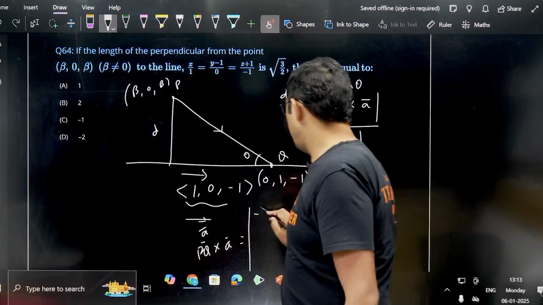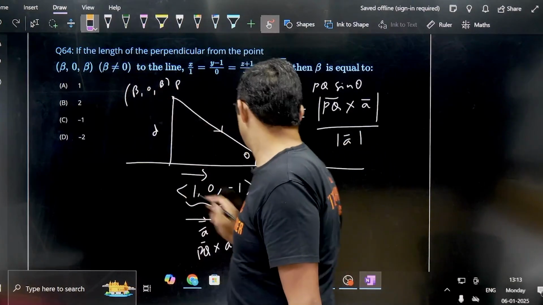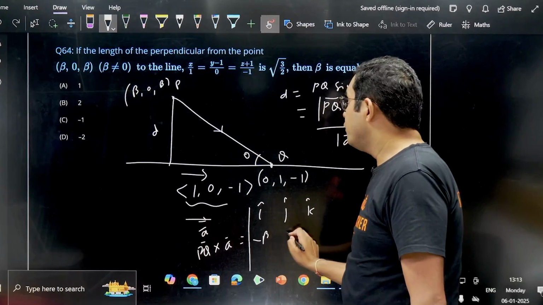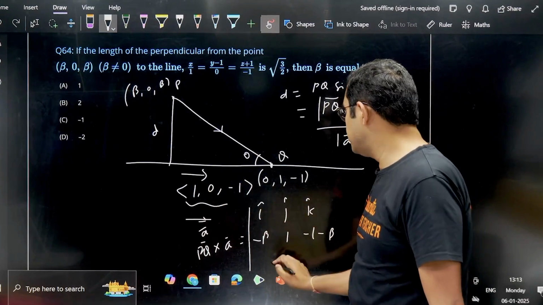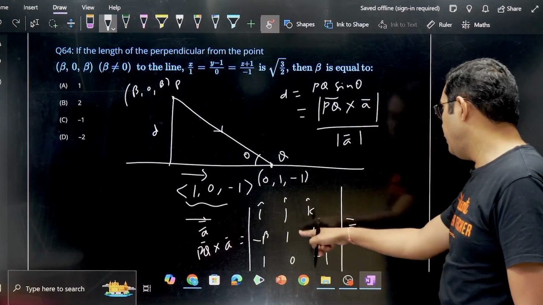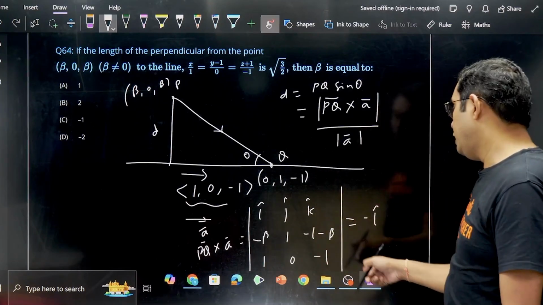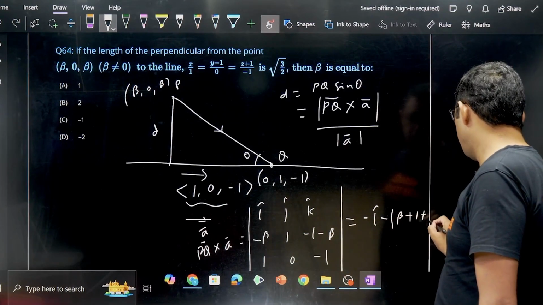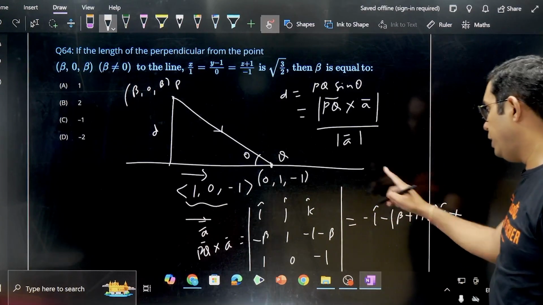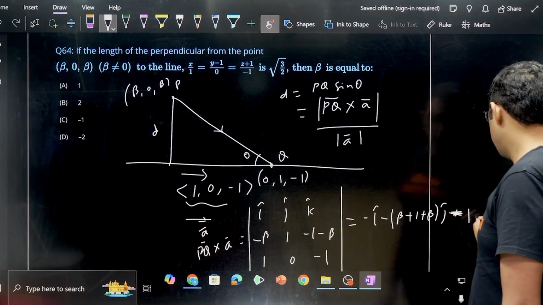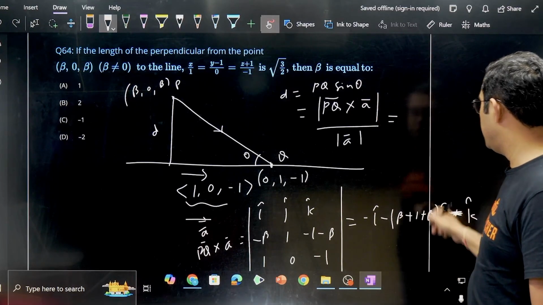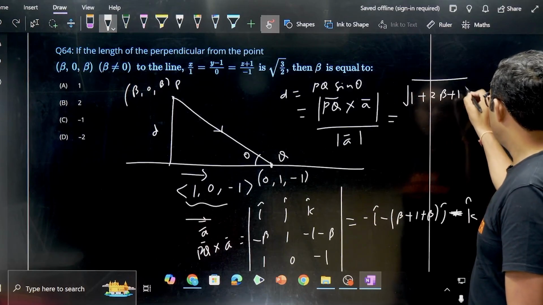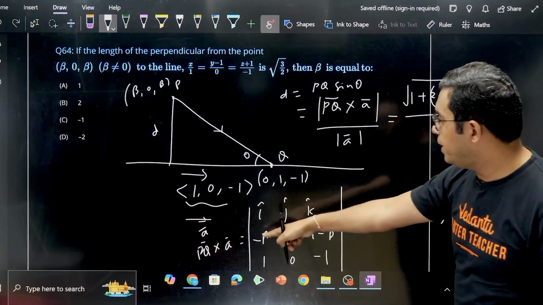First of all, I think it should be i cap, j cap, k cap. Yeah, first row it should be i cap, j cap, k cap, and here it should be 0 minus beta, 1 minus 0, minus 1 minus beta. In the third row, it should be this vector, that is 1, 0, minus 1. So for i cap, it will be, I think, minus i, minus 1 only. For j, it will be, minus sign is also there, beta plus 1 plus beta into j, and for k it will be, I think, just minus 1, yeah, so minus k cap. Okay, this is what we are getting for this vector. I think I need to get the magnitude of this, which will be equal to under root of 1 plus 2 beta plus 1 whole square plus 1, and the A magnitude would be just root 2.